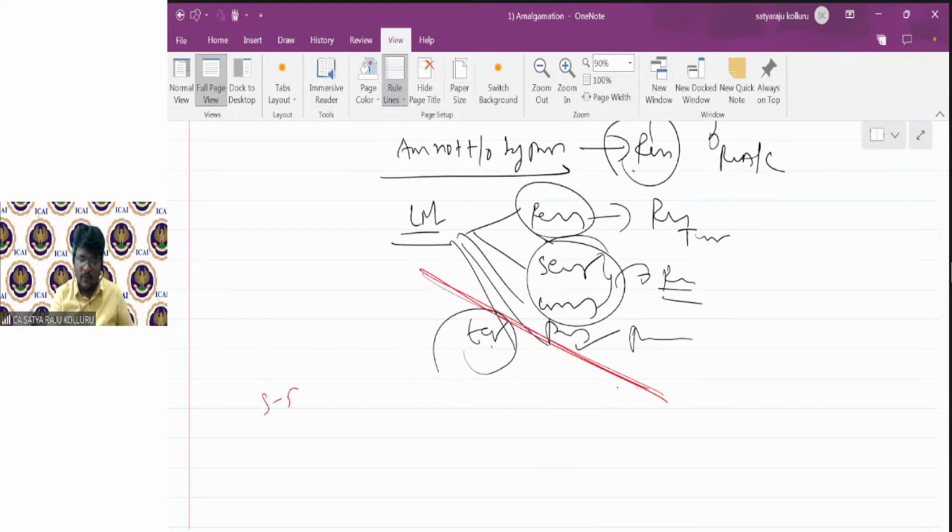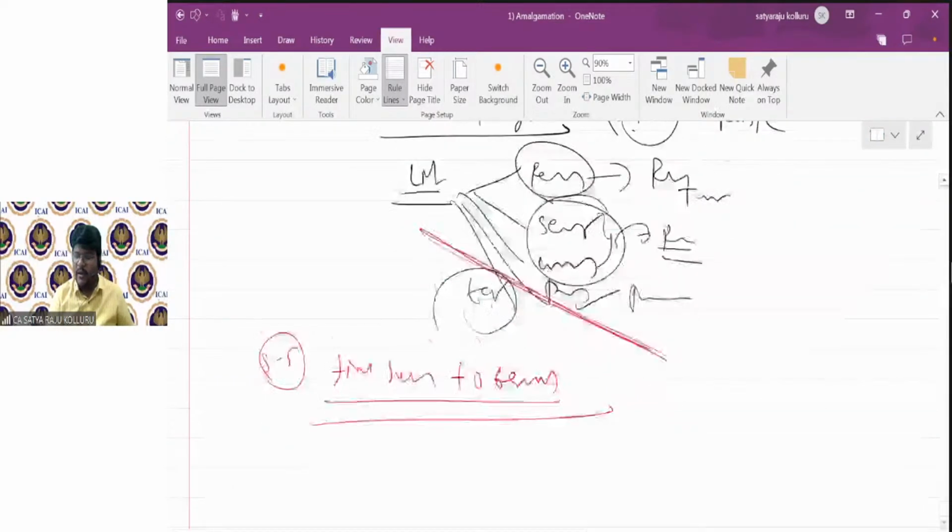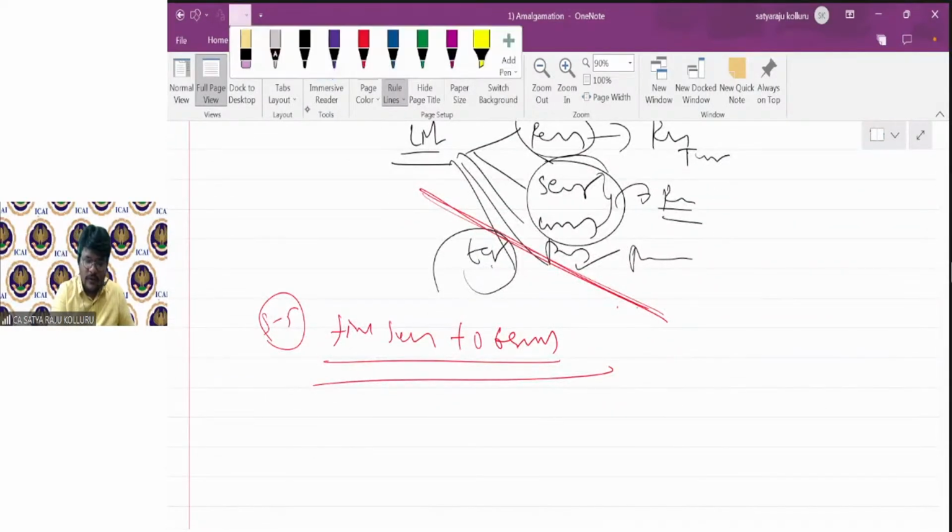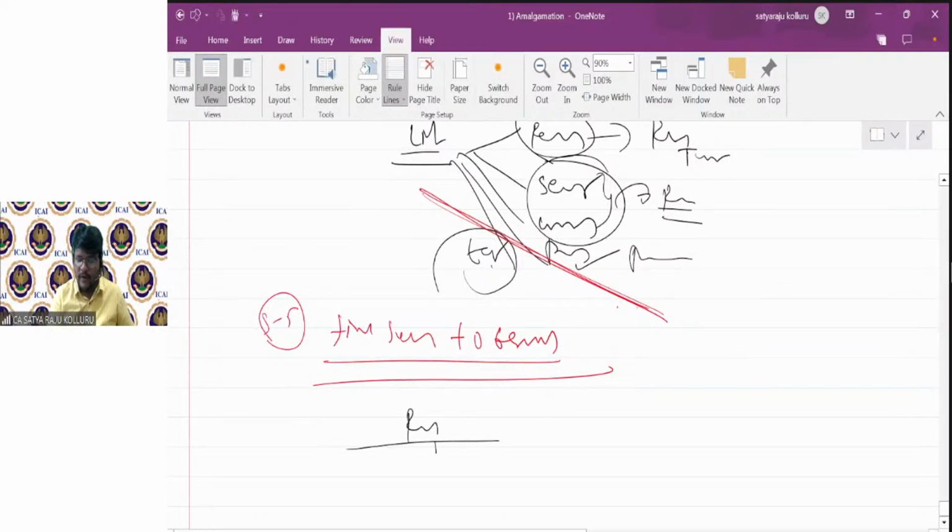Step number 5, final settlement to equity shareholders. Before making the final settlement, what do I need to do? Close the realization account, find the profit or loss, and make a transfer to the equity shareholders account. Then whatever resources are available with the liquidator, he will distribute among the equity shareholders.